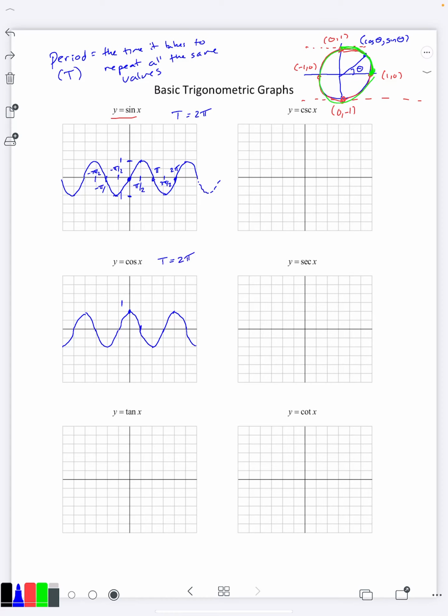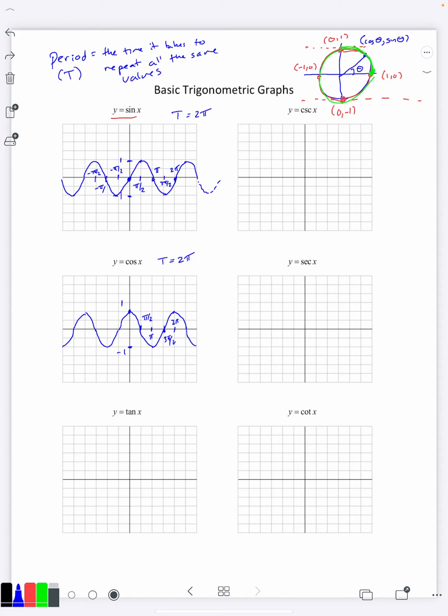If I want to go ahead and label my graph a little better here, I would get these points, lowest values at -1, and so on. Now that I have sine and cosine, I'm going to do the graphs of cosecant and secant. The reason I'm doing them now is they are reciprocals of sine and cosine.